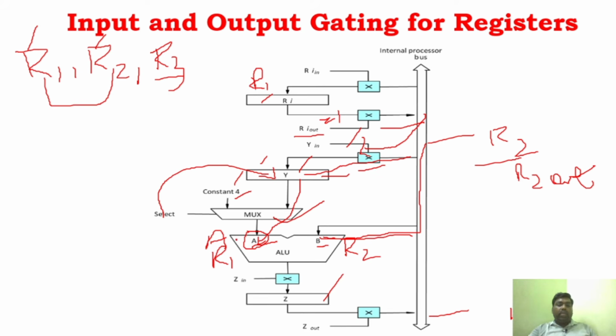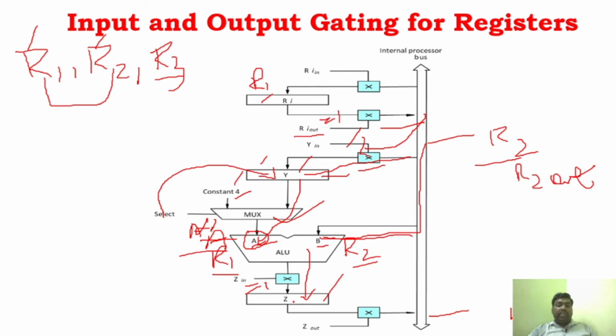And you know that the ALU will have control signals, add, sub, and all those. If the add control signal is enabled, it will add the content of R1 and R2, and the result will be saved in Z in. That is, Z in will be enabled here. So the result will be saved in Z. As I said, Z will be a temporary register, so that will be saved in Z.